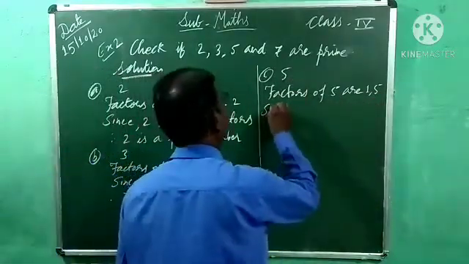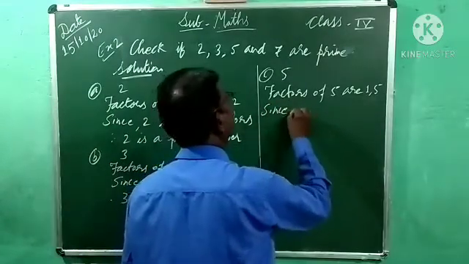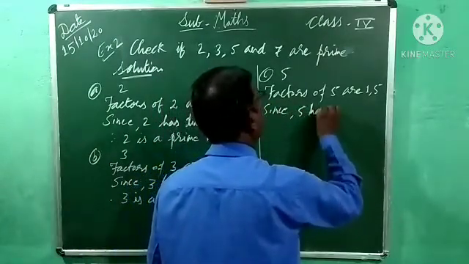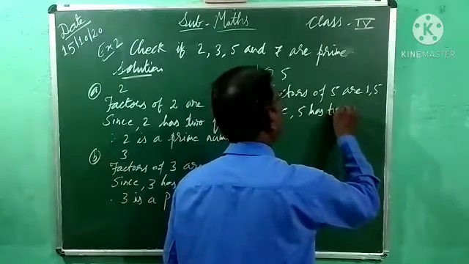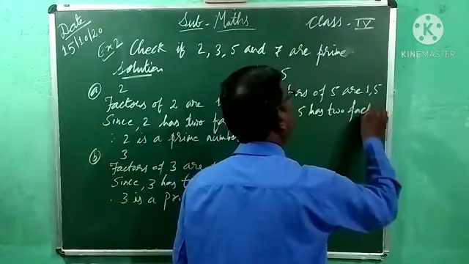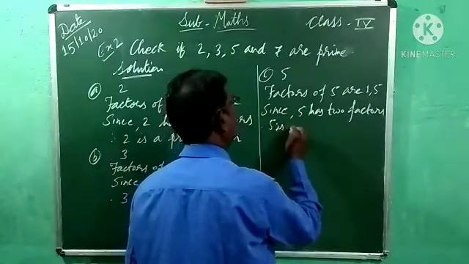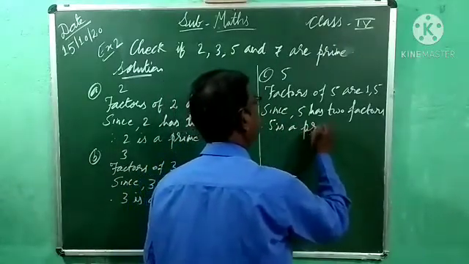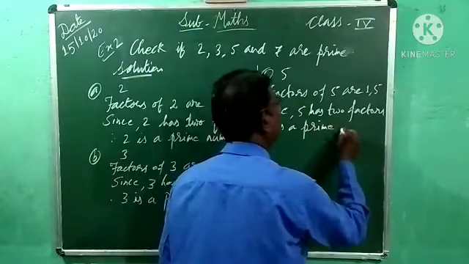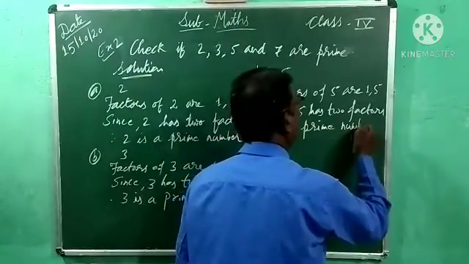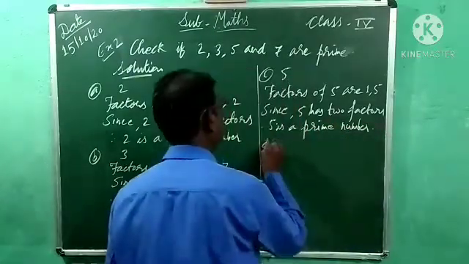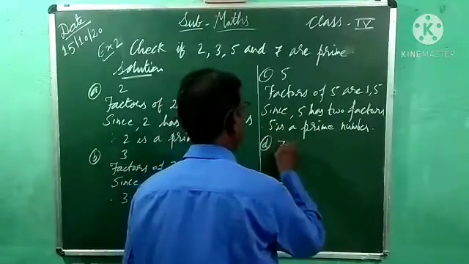Since 5 has 2 factors, therefore 5 is a prime number. Which number? 5. Prime number. Already we have studied this. Now D, 7. Just before this, the first example we have found it.